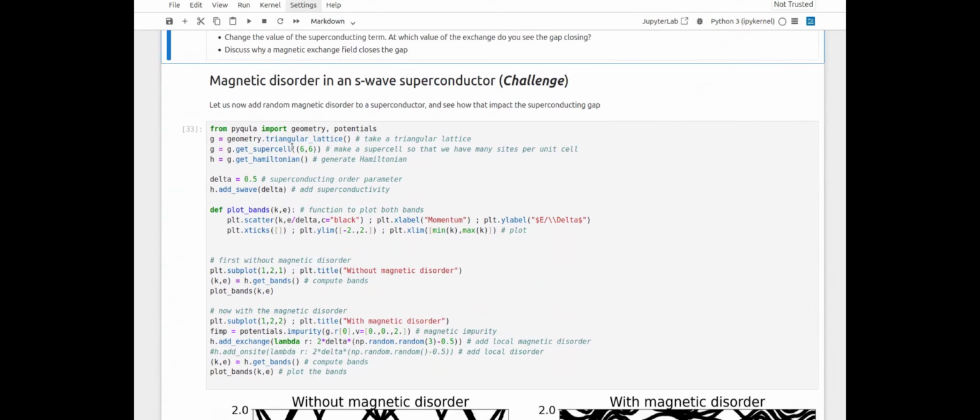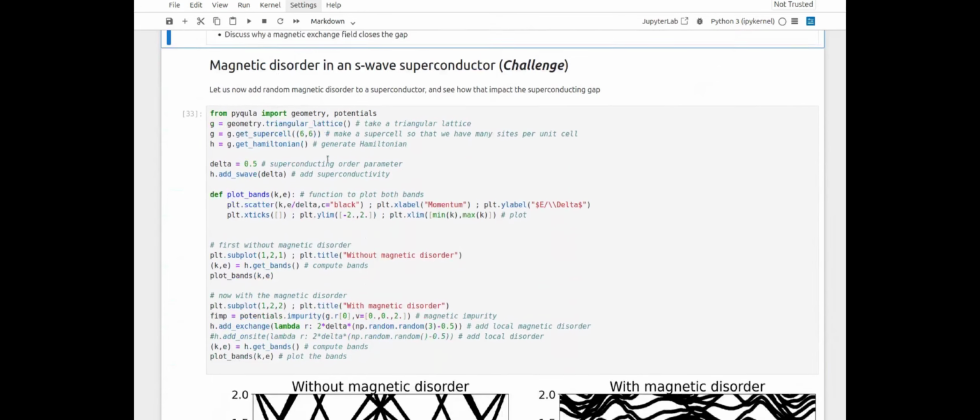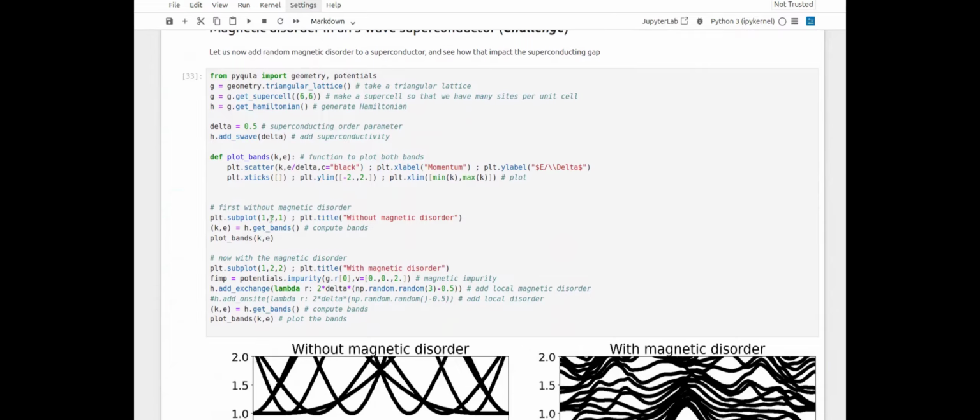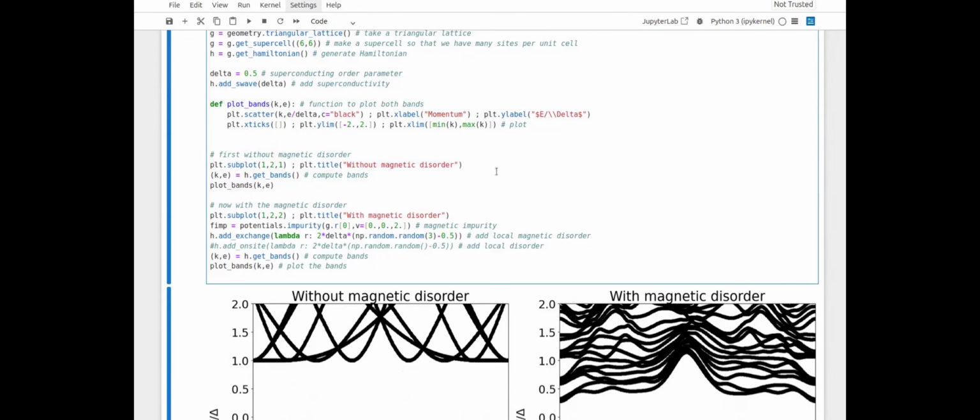And the way in which we can see this is by taking a triangular lattice, for example, making a supercell and adding some impurities that are magnetic. And the way in which we do this is by adding some impurity in site number 0 with a certain direction of the magnetization. And we do this for every single site for different values of the magnetic order.